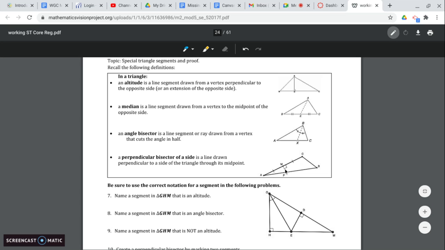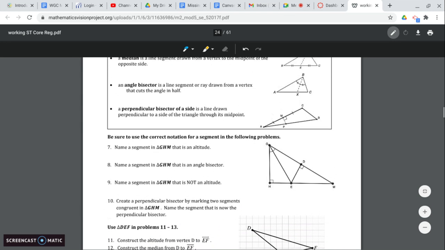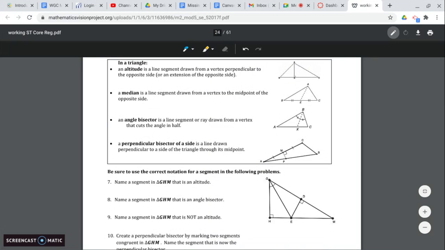We have a line drawn perpendicular through it to get to the other side. All right, so we have a triangle here, and we're going to name segments that are these different parts of the triangle. So special triangles is your key word for this lesson.